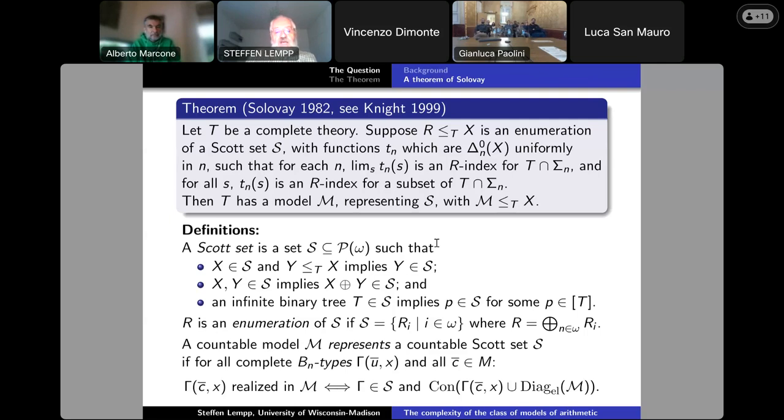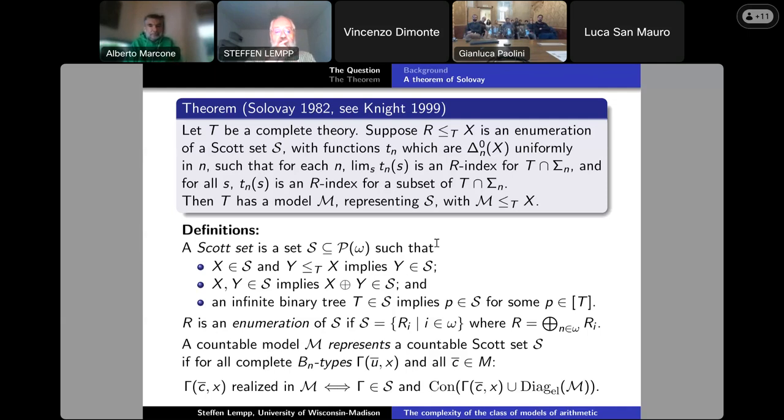Nate says a countable model M represents a countable Scott set S if for all complete B_n types gamma in variables u vector and x and all parameter tuples c vector from M, we have that the one-type gamma(c bar, x) is realized in M if and only if the type gamma is in S, and furthermore, the one-type gamma(c bar, x) is consistent with the elementary diagram of M. Okay, so notice that this is a vast generalization of the usual notion of represents, where we're just talking about divisibility by primes. This is a much more general definition.